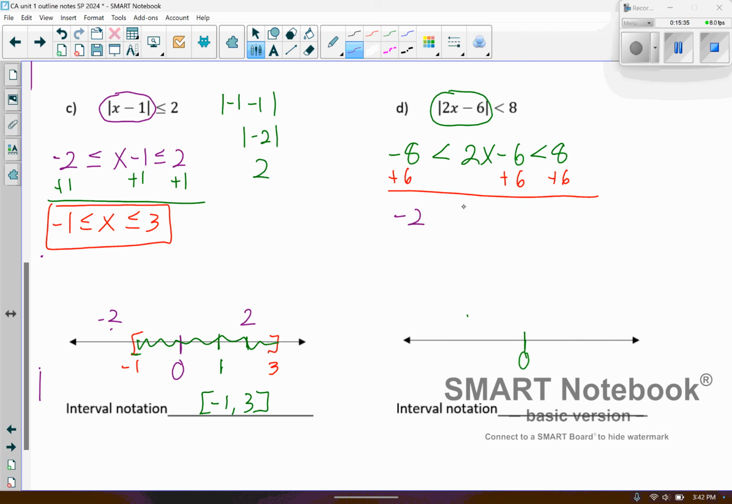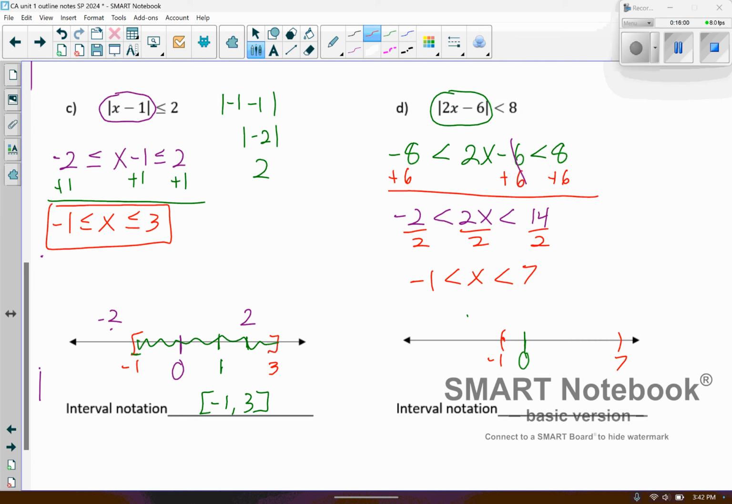And so let's see, we get negative 2 is less than 2x, which is then less than 14. And then we'll go ahead and divide everything by 2. So we're going to get negative 1 is less than x, which is then less than 7. And so that's what I have to squeeze this between. So negative 1 here and 7 here.